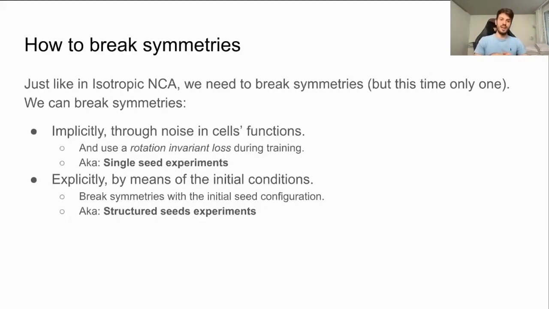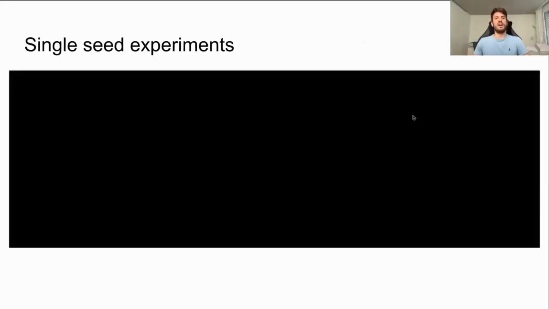Like in isotropic NCA, neural cellular automata can break symmetries by themselves because they are asynchronous. And this means that every single cell has a different kind of computation with respect to their neighbors, just by random chance, which makes them capable of accumulating noise that then can break symmetries. But then we still need to train them. So we will show two ways. One is by using rotation invariant losses, and the other one by using structure seeds, which is the one that Craig will discuss. So let's start with single seeds and rotation invariant losses.